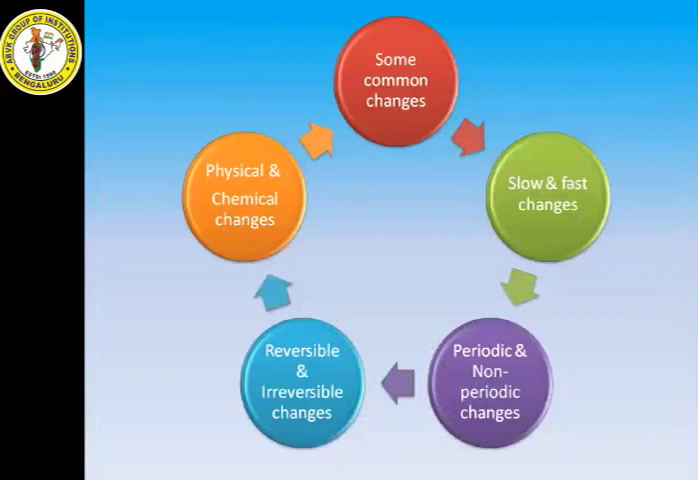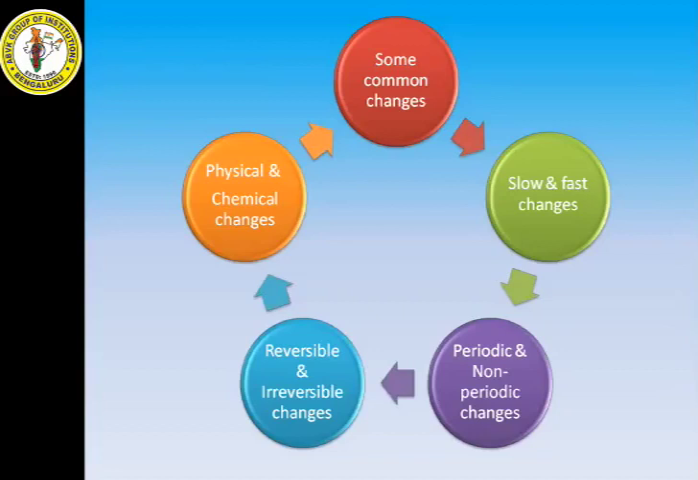In changes we have some different types of changes. We will see what the different changes are. The first one is slow and fast change. Some changes can be very slow, like weathering of rocks. Weathering of rocks is a very slow process. But what is a fast change? Fast change is conversion of batter into pudding, conversion of ice cubes into water, conversion of water into ice cubes, or burning of crackers. So these are all examples of fast changes.